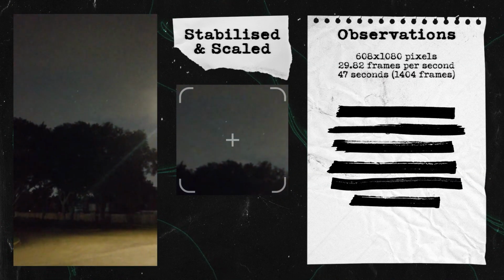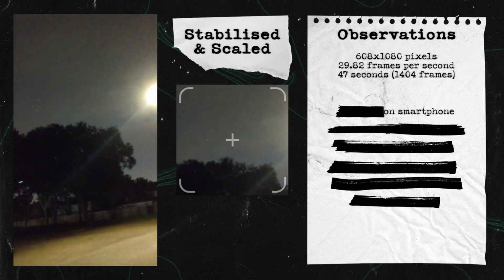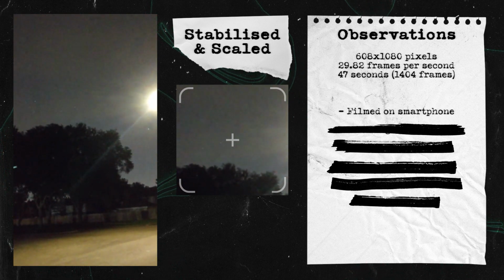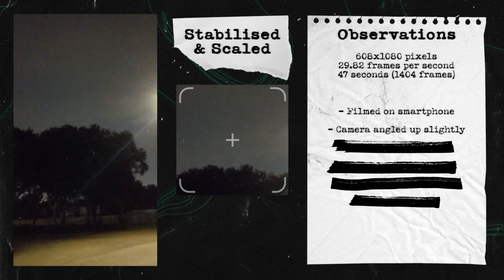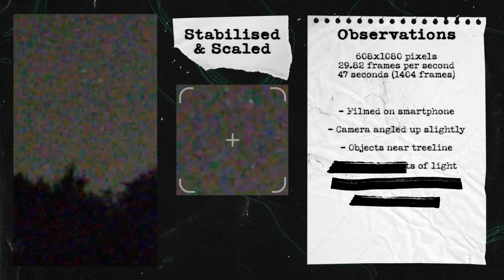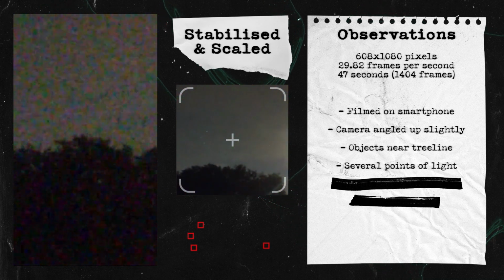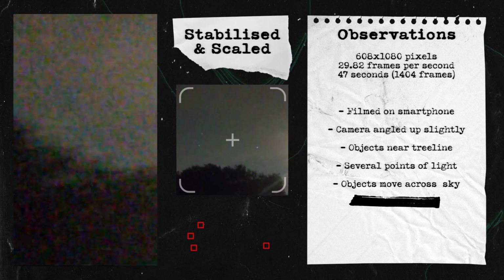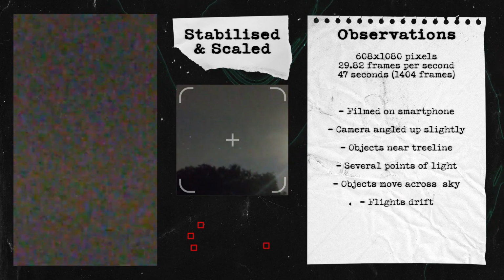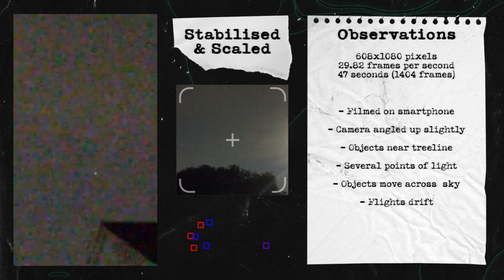Initial observations of the objects are as follows. They were filmed with a handheld smartphone camera. The camera is angled up slightly, and the objects appear near the tree line. The objects look like several points of light. They're too small to make out clearly. They move across the sky, and their flights do not seem to be coordinated. Instead, the objects drift towards and away from one another.